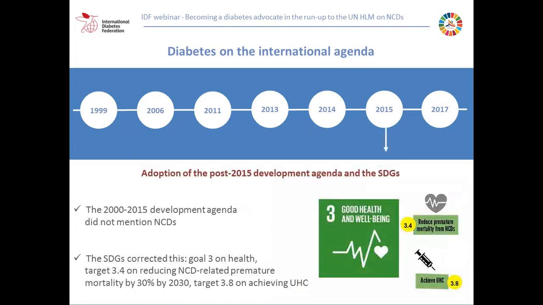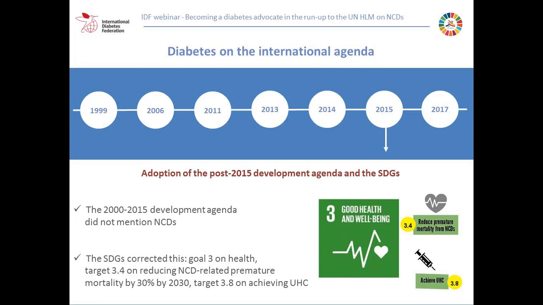So what happens after this high-level meeting is that, you know, there were the Millennium Development Goals that were agreed in the year 2000. So this development agenda lasted for 15 years. And at the end of 2015, the new development agenda was approved by the UN. So that meant that the post-2015 development agenda and the Sustainable Development Goals, the SDGs, were approved.